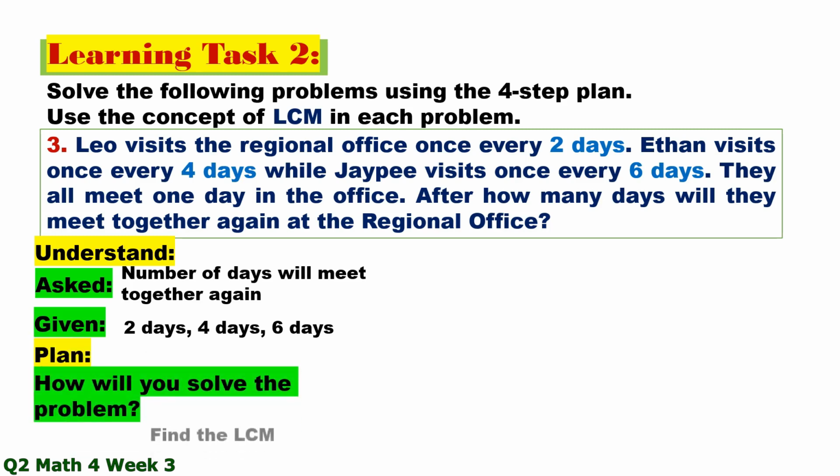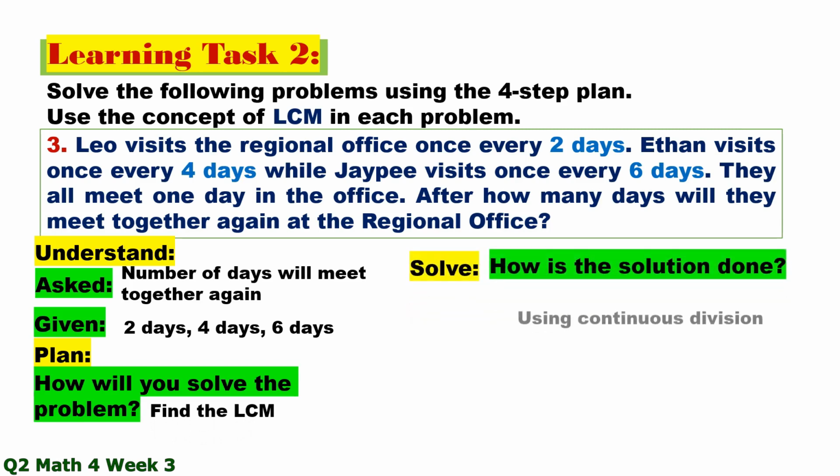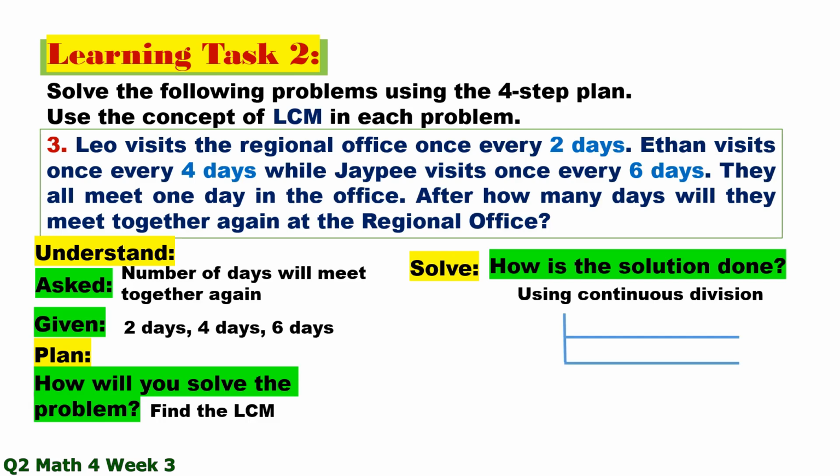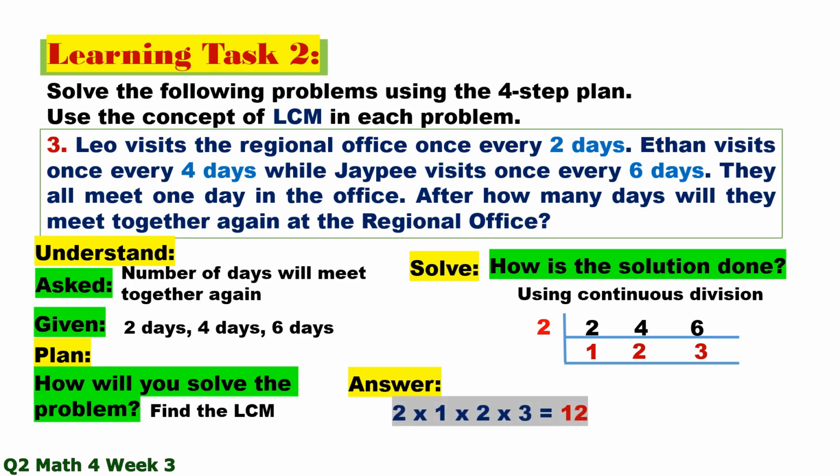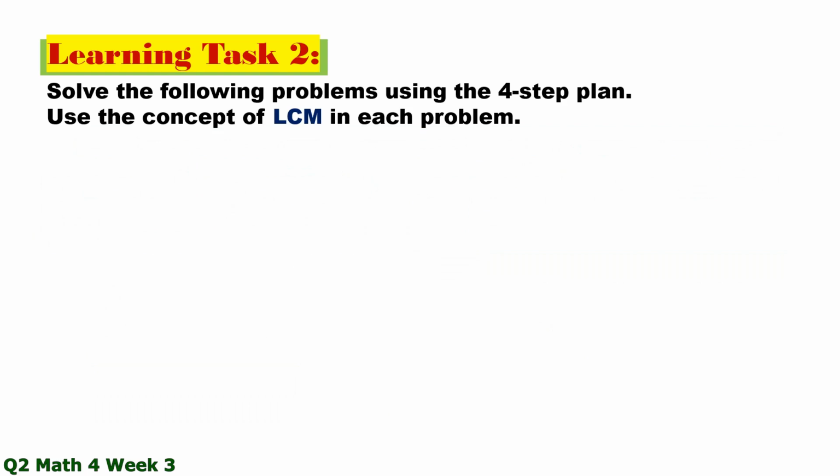How will you solve the problem? Find the LCM. How is the solution done? Using continuous division of 2, 4, and 6. 2, 4, and 6 are divisible by 2. So 2 divided by 2, 1. 4 divided by 2, 2. 6 divided by 2, 3. So 2 times 1 times 2 times 3 equals 12.